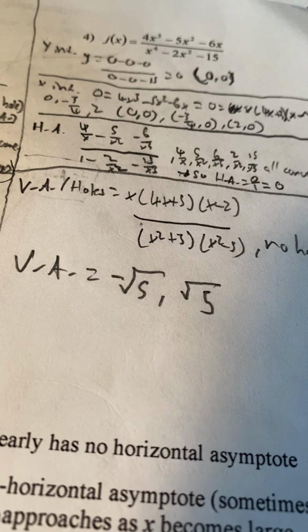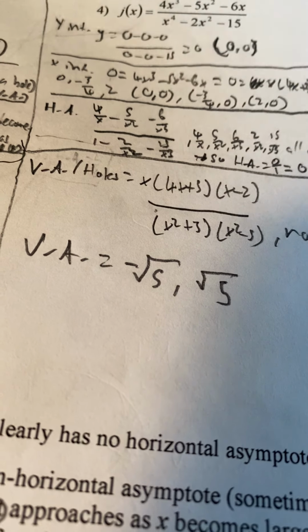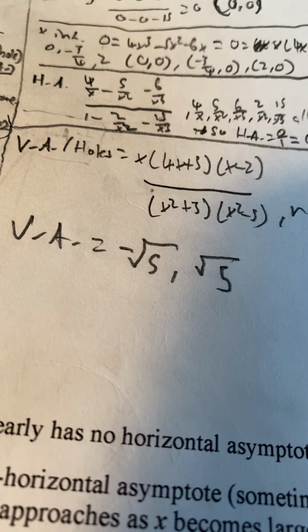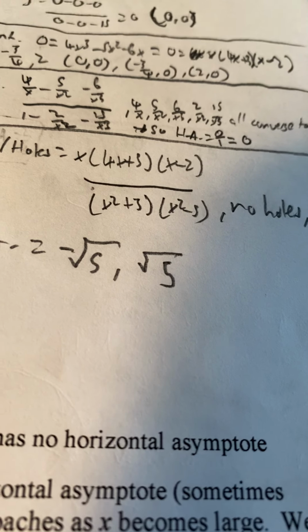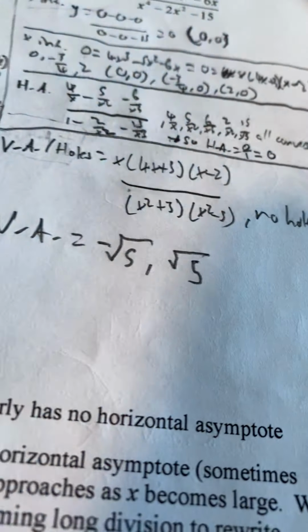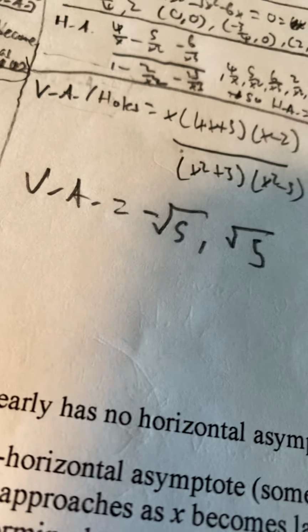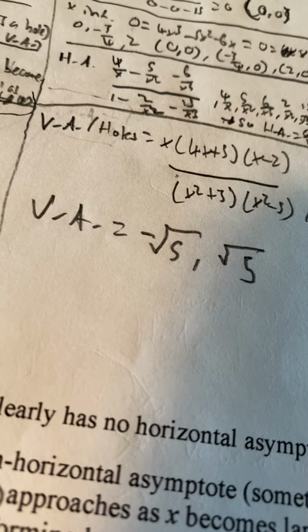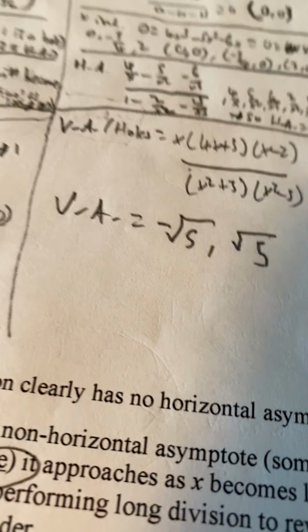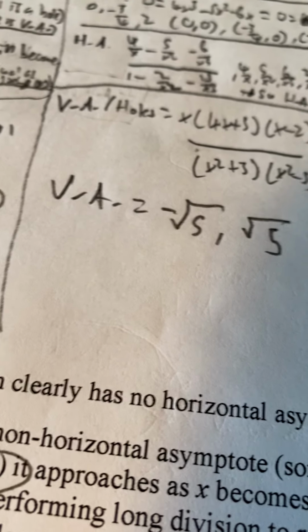Finally, vertical asymptote, I simplified this equation to x times (4x plus 3)(x minus 2) over (x squared plus 3) times (x squared minus 5). So there are no holes because there are no repetitions in the numerator and denominator. So the vertical asymptotes are negative root 5 and root 5, because x squared plus 3 has no solutions. And that's what I did.